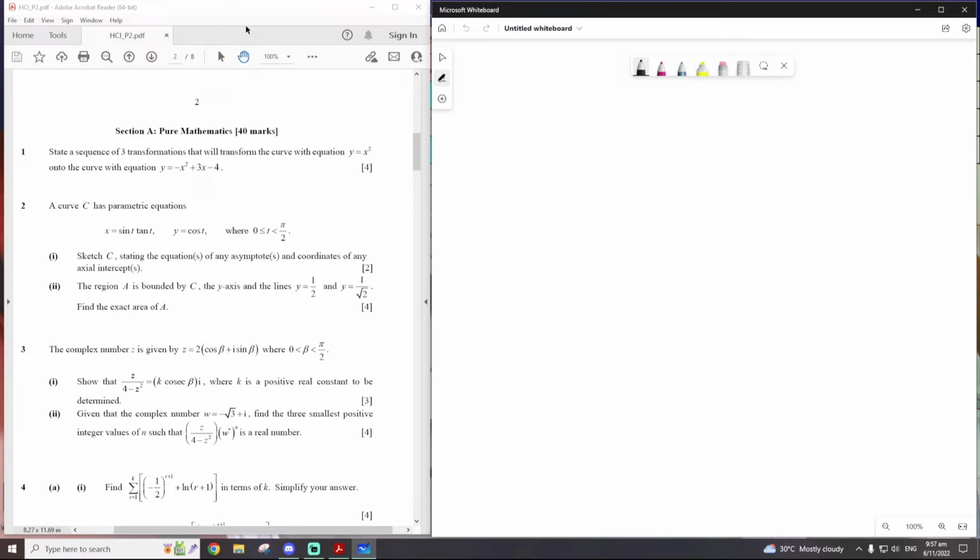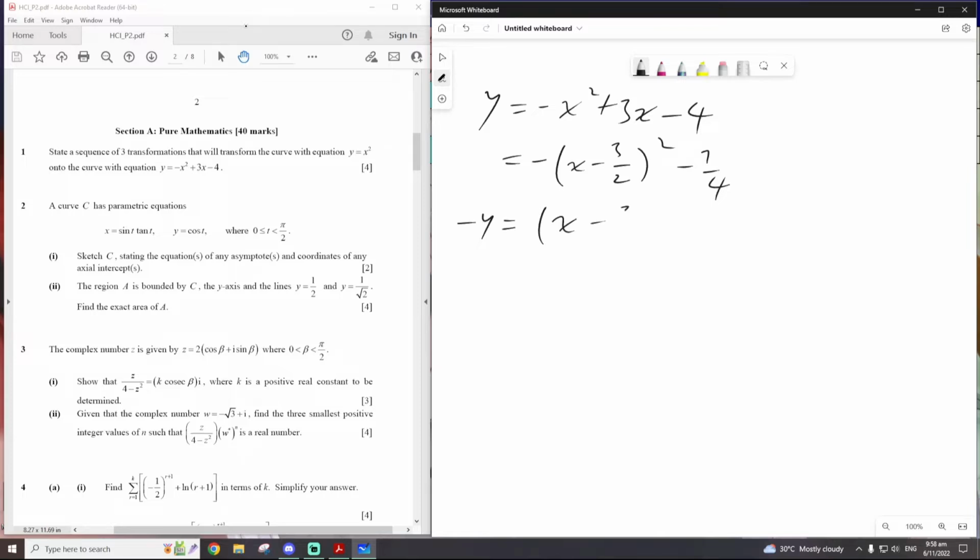Okay, first question, 3 transformations to get a quadratic curve. So this is actually quite simple. So let's look at the final equation of the curve. y equals negative x squared plus 3x minus 4. I'm going to complete the square, and this is going to give me negative x minus 3 over 2 squared. And then you will get the minus 9 over 4, but you're missing another 7 over 4. Okay? So if you write this as minus y equals x minus 3 over 2 squared plus 7 over 4, it should become obvious what needs to be done.